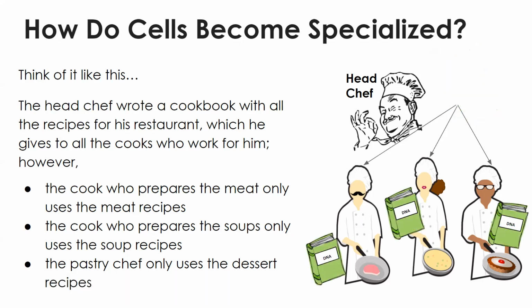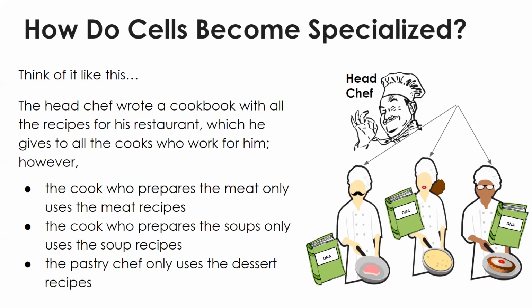Okay? So think about the head chef as your DNA, or the head chef as your nucleus. Your nucleus runs this restaurant. He runs this cell. He runs this show. And he gives DNA to each one of the different types of cells. So he may give DNA to a nurse. He gives DNA to different types of cells and tells them to go become specialized. So he gives DNA to his workers and tells his workers to go do their specific jobs.